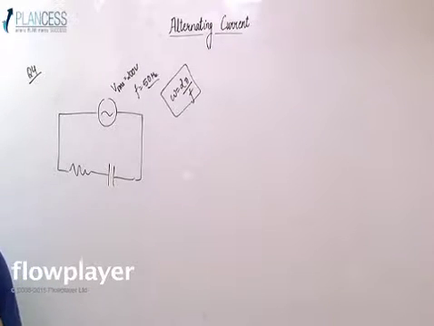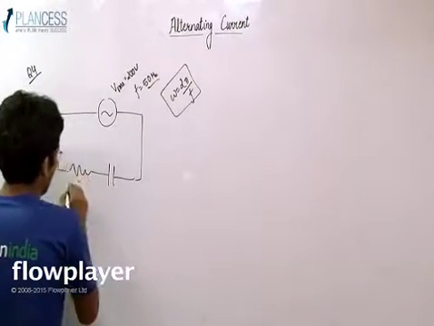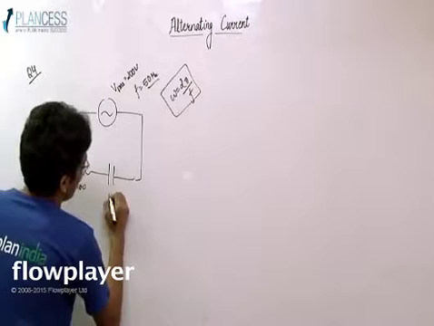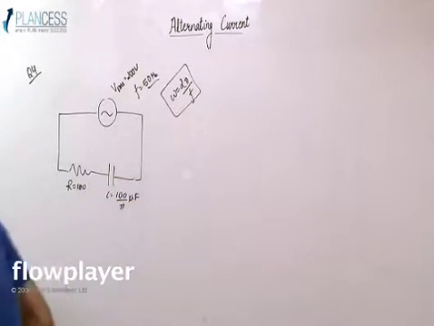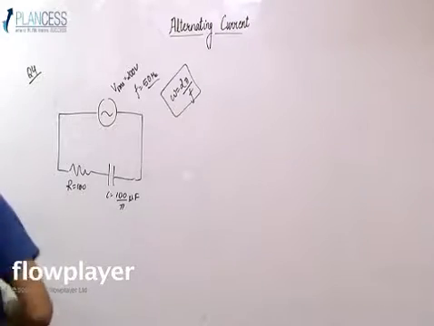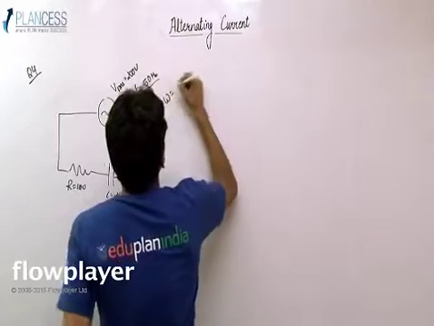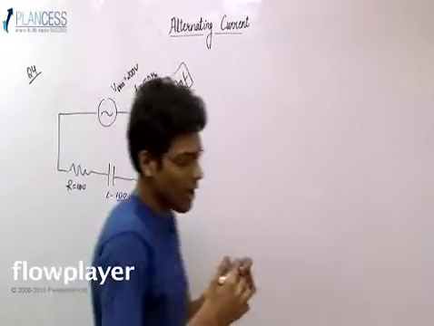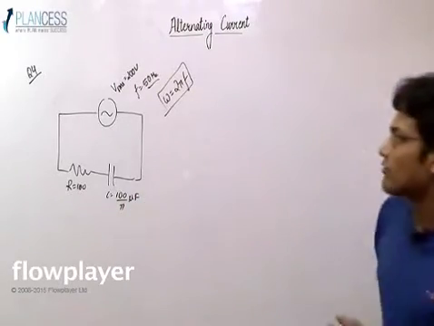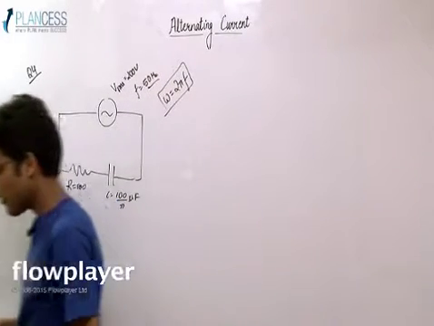Now it is given that R is equal to 100 ohm and C is equal to 100 upon pi microfarad. Omega, the angular frequency, is 2 pi f, where 2 pi is the radians which you have studied in SHM. So omega is 2 pi f, this is the value of R, and this is the value of capacitance.